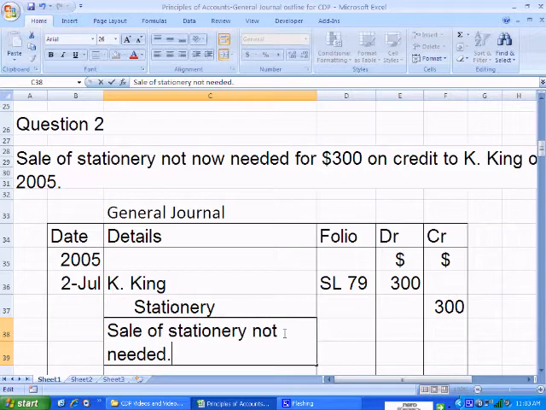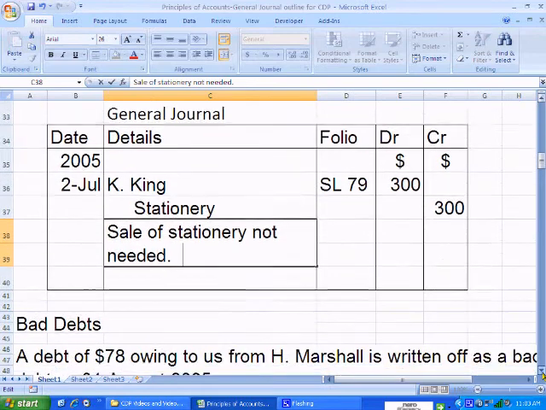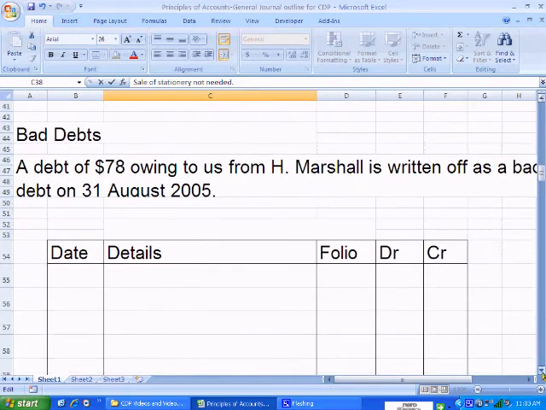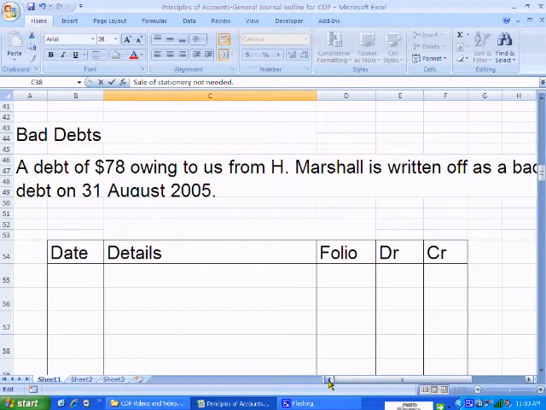We call it bad debts. The debt of $78 owing to us from H. Marshall is written off as a bad debt on the 31st of August 2005. In the general journal, they would debit bad debts and credit H. Marshall. By doing this: 2005, August 31, right? Yep, August 31.